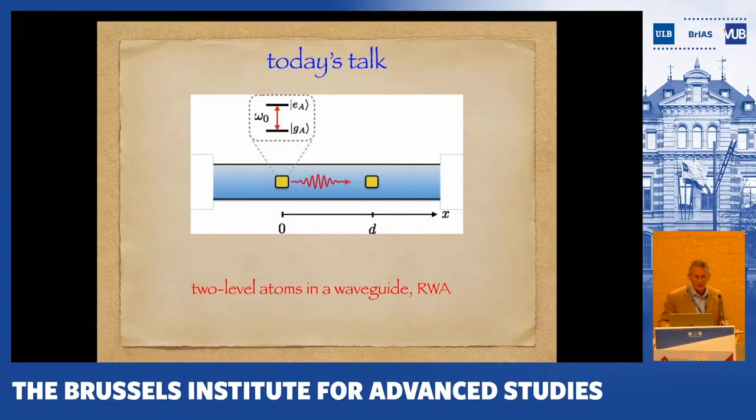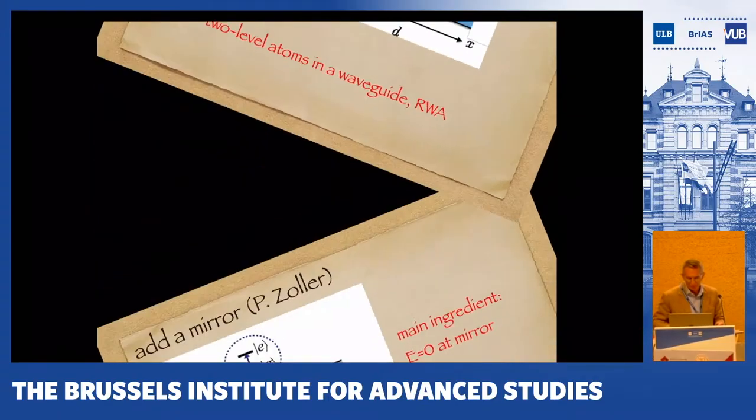Okay, so I will focus on 2-level atoms in a waveguide. So essentially I have a waveguide and I have 2-level atoms, and I will be working in the rotating wave approximation. So things are rather elementary from this point of view, just 2-level atoms and the rotating wave approximation. And this is what I will be looking at: a system in which you see photons propagate from one atom to the next one.